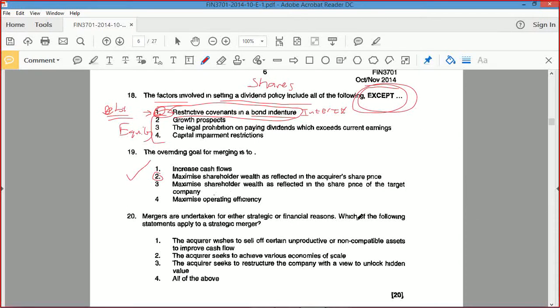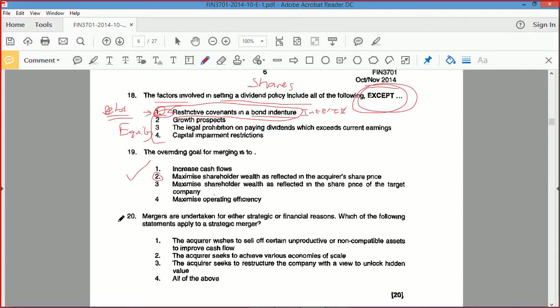Then the last one: a merger is undertaken for either strategic or financial reasons. The only strategic one I could see there is to achieve various economies of scale, so option 2. But economies of scale isn't a strategy in terms of... We're looking more at cost there. Economies of scale would be the costing rather.